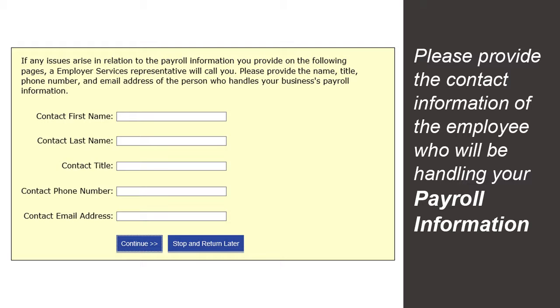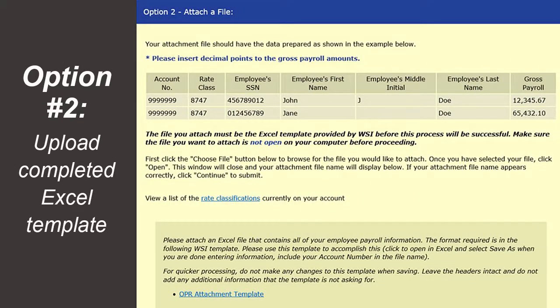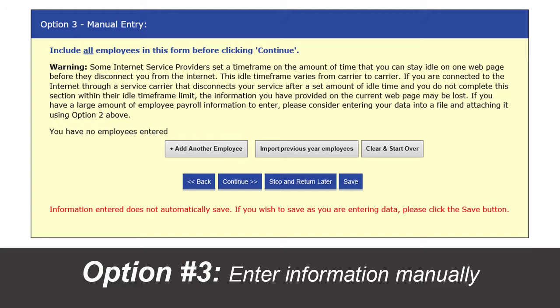The first screen asks who is submitting the payroll report. Complete and update this information. There are 3 payroll reporting options. Option 1, indicate you have no wages to report. Option 2, upload the completed Excel template. Option 3, enter the payroll information manually.